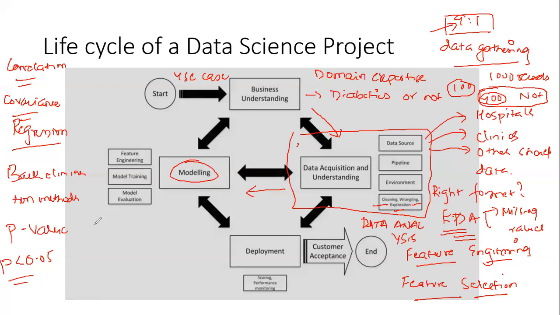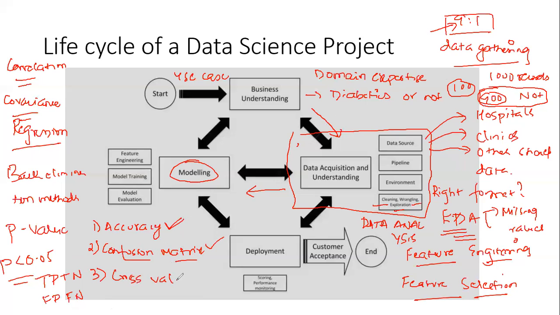One way is with respect to accuracy. Then we have something called the confusion matrix. And definitely, if I have an imbalanced data set, I can't depend only on accuracy. I have to see my confusion matrix, where I try to see my true positive, true negative, false positive, and false negative values. If I have an imbalanced data set, I have to consider accuracy, the confusion matrix, and also cross validation.